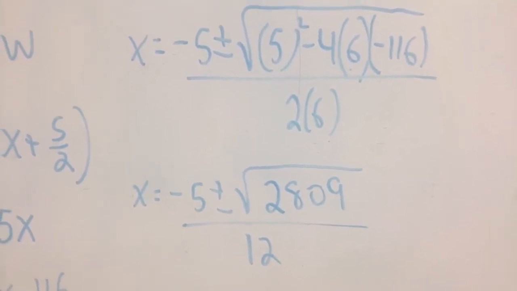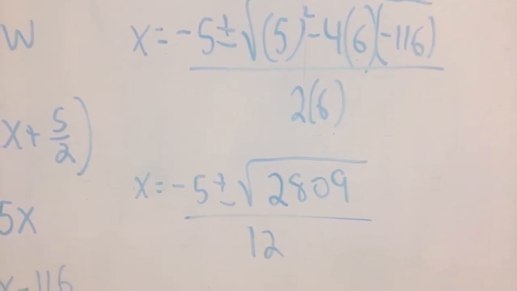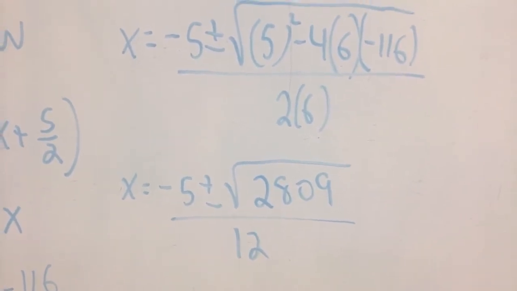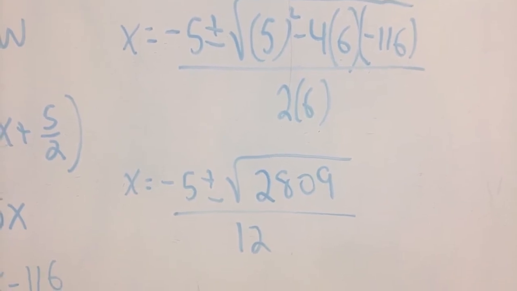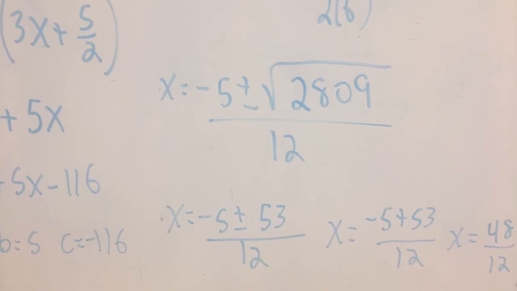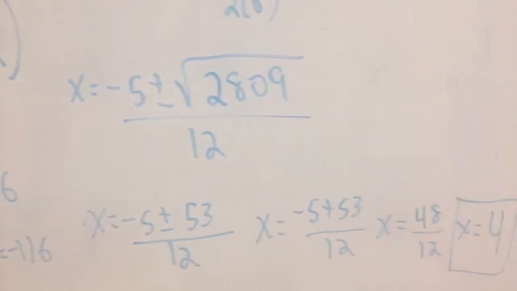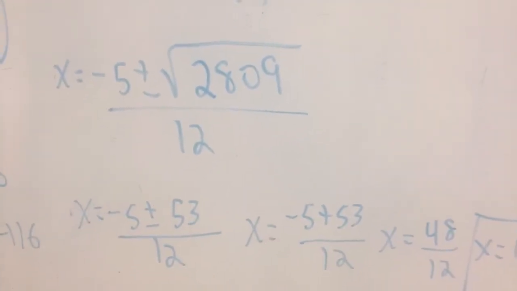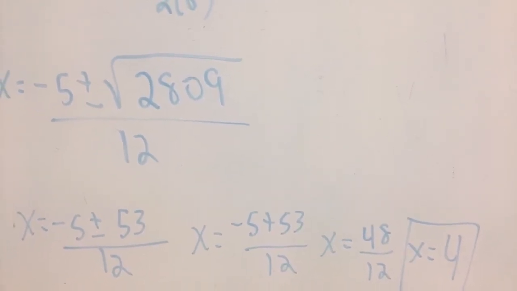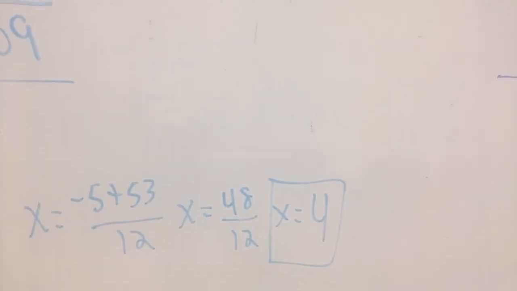Now, I do apologize for picking the square root of 2,809. The square root of 2,809 happens to be 53. It's very difficult to factor 2809 because 53 is prime, okay? Anyway, if you say that x is now equal to negative 5 plus or minus 53 over 12, obviously it cannot be a negative 58 over 12, so I'm only going to take the positive side of that. x is equal to negative 5 plus 53 over 12, x is equal to 48 over 12, or x is equal to 4. Okay? There's your x value.